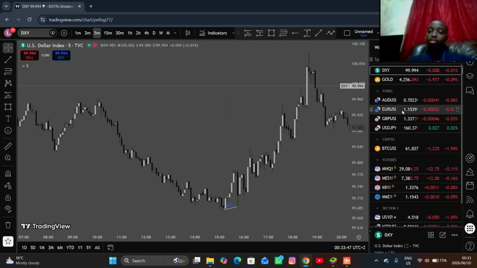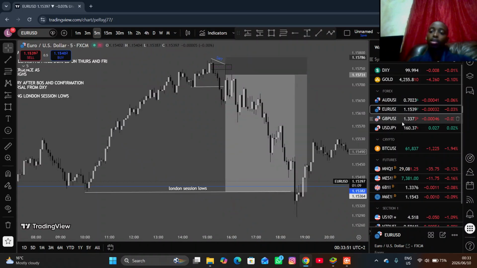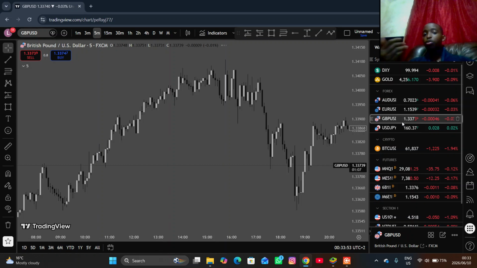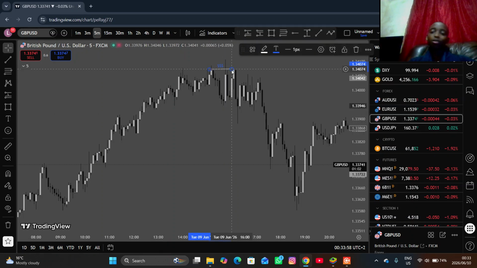So whatever the DXY does is usually the opposite of the Euro USD, and GBP usually goes with Euro USD but shows moves. Yeah, I don't even know if you know what I mean.